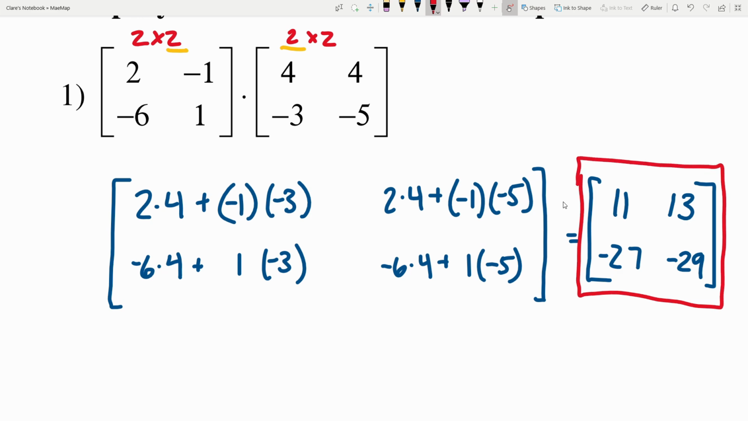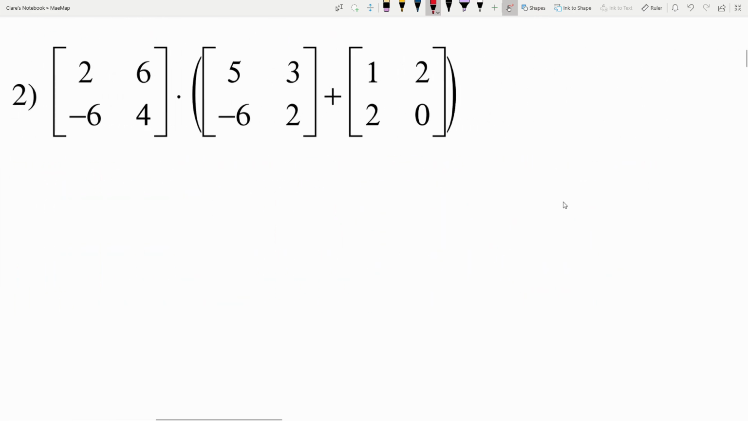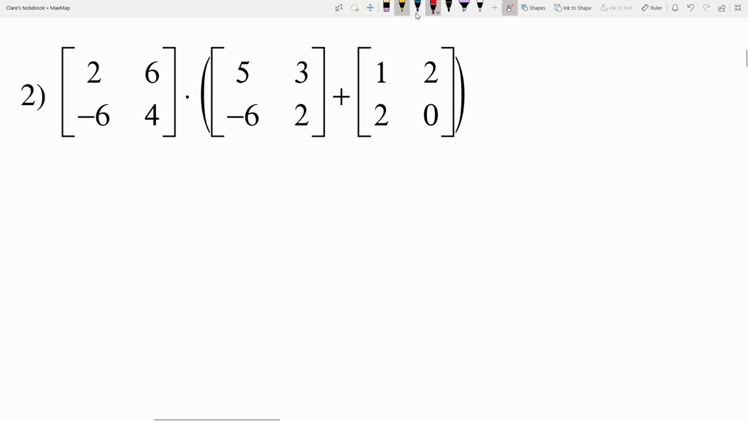Let's move on to number 2. In number 2, remember order of operations still applies within matrix operations. So because I have parentheses here, I'm going to need to add these 2 matrices first. So I'll just rewrite this first matrix, 2, 6, -6, 4, and this one will get multiplied by the sum of these 2 matrices. When I sum matrices together, they need to be the same exact size.